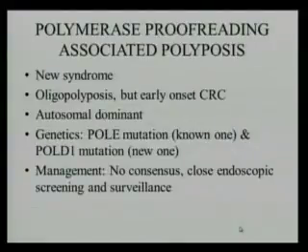There is a new syndrome that was diagnosed not long ago. It's called polymerase proofreading associated polyposis. It has oligopolyposis, so it doesn't have hundreds of polyps like familial adenomatous polyposis, but early onset of colorectal cancer. It is autosomal dominant. The genetic part is still evolving, but the genes that they identified so far are POLE, which is a known one, and POLD1, which is a new one. We don't have any consensus on how to manage these patients, but again, those patients need close endoscopic screening and surveillance.